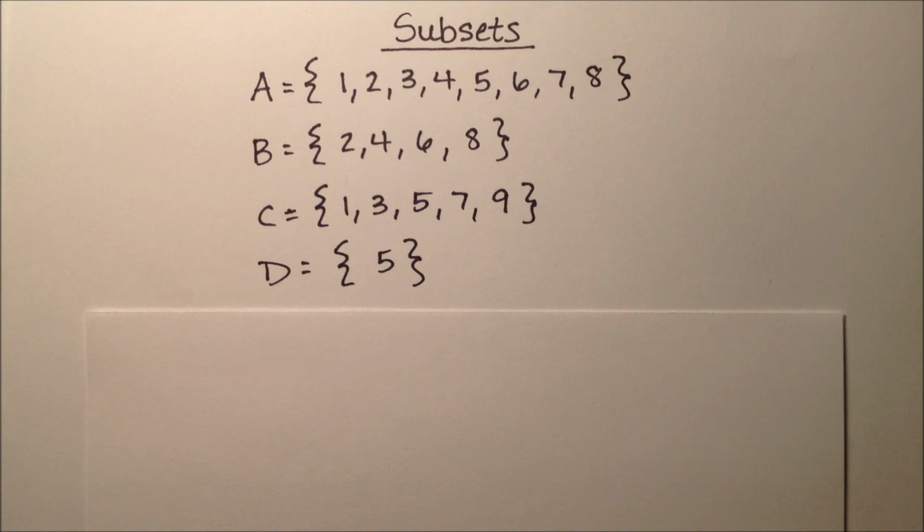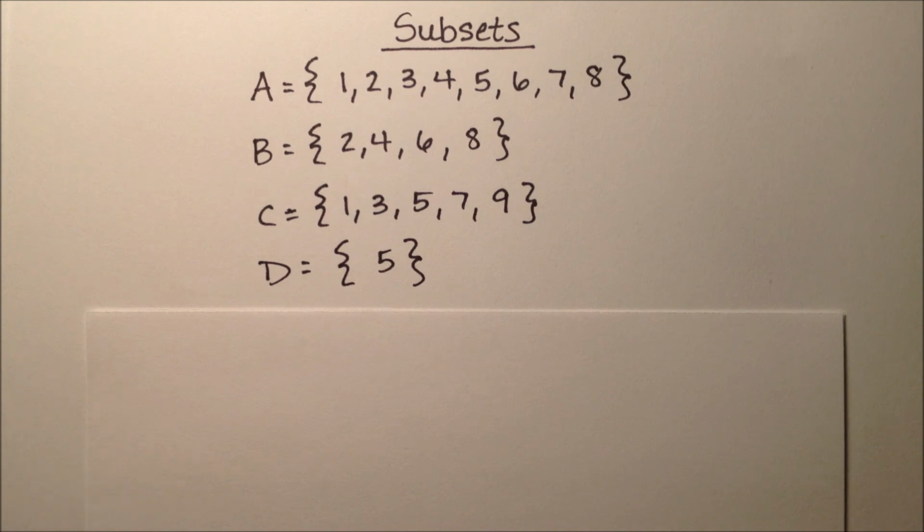However, let's take a look at set C. Is set C a subset of set A? Well, the question you have to ask yourself is, are all the members that are in set C also in set A? Set C contains 1, 3, 5, 7, 9. Set A, 1 is there, 3 is there, 5 is, 7 is, oh, but not 9. So since not every single member from C is also in A, set C is not a subset of set A.